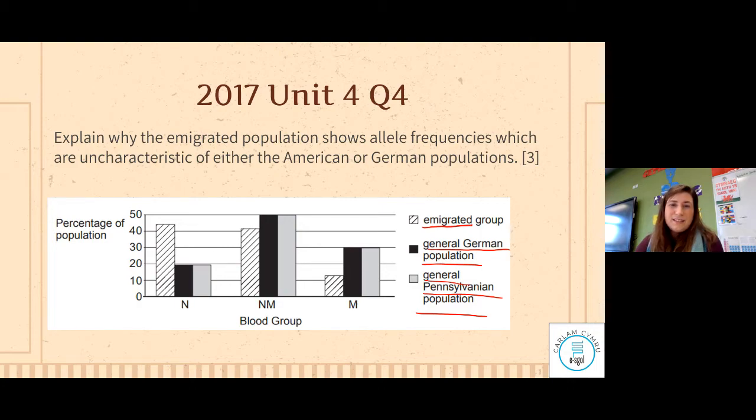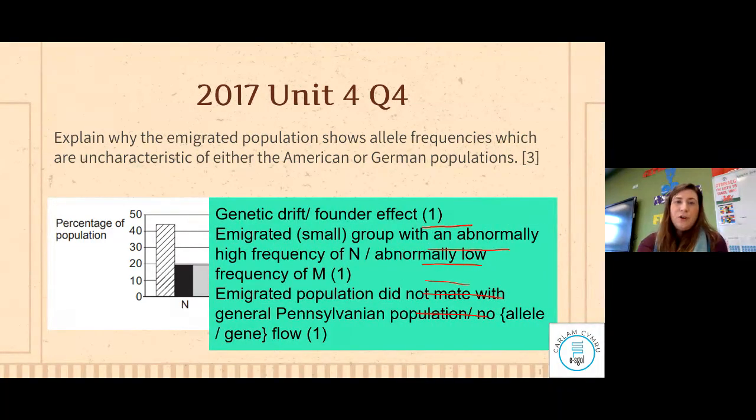Okay, if you're not ready for the answer, you can just press pause. So we've got genetic drift or founder effect getting you 1 mark. The emigrated group with an abnormally high frequency of capital N, or you could have said abnormally low frequency of capital M. The emigrated population did not mate with the general Pennsylvanian population, so there's no gene flow, no allele flow. Okay, so it's what we said just now in the work.